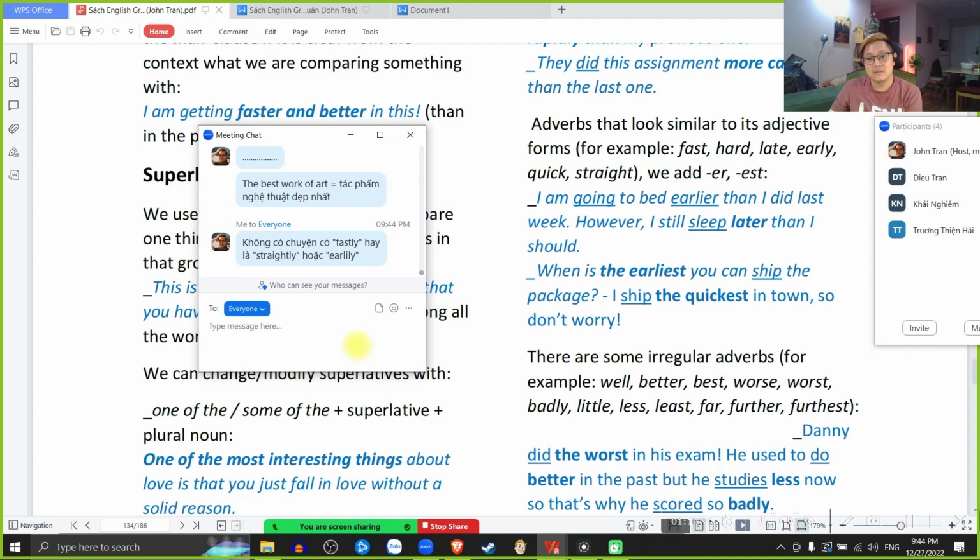Ok, mấy cái tính từ này fast, hard, late, early, quick, straight thì cái dạng adverb của nó sẽ y chang như cái dạng mà tính từ của nó luôn. Thì chúng ta có thêm er hoặc là est thôi. I'm going to bed earlier than I did last week. Tôi đi ngủ. Tôi đi vào giường ngủ. Tôi đi ngủ sớm hơn là tôi làm tuần rồi, tức là nó thể hiện cái hành động của tôi đi ngủ. To give information about how I go to bed.